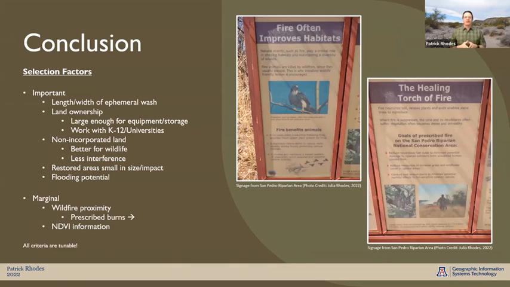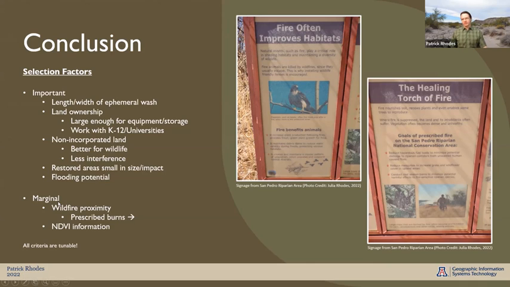When we look at the selection factors that I used, they all were very important to figure out what was actually needed. The length of the washes was important, of course. The land ownership, we want public land if at all available here, so we have some funding and work with K through 12 and universities. Non-incorporated land is better for wildlife. You don't have cities and people around all the time, et cetera, et cetera.